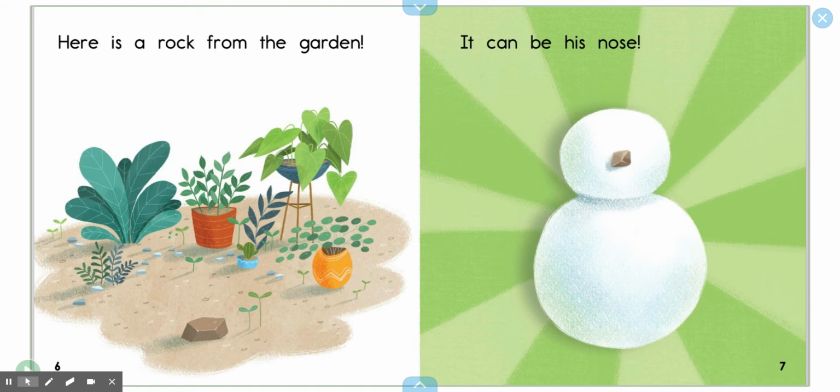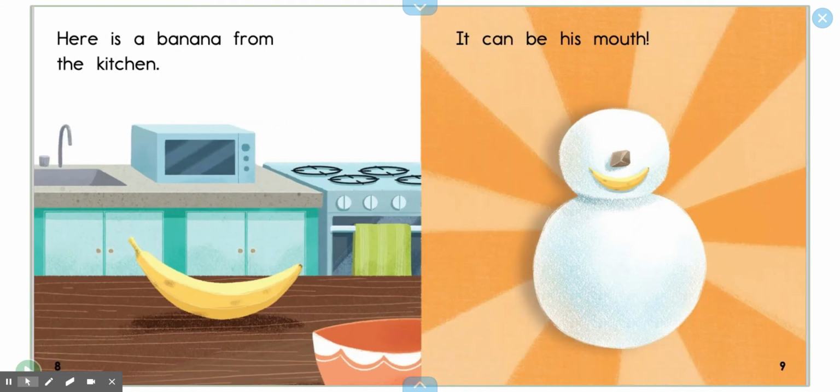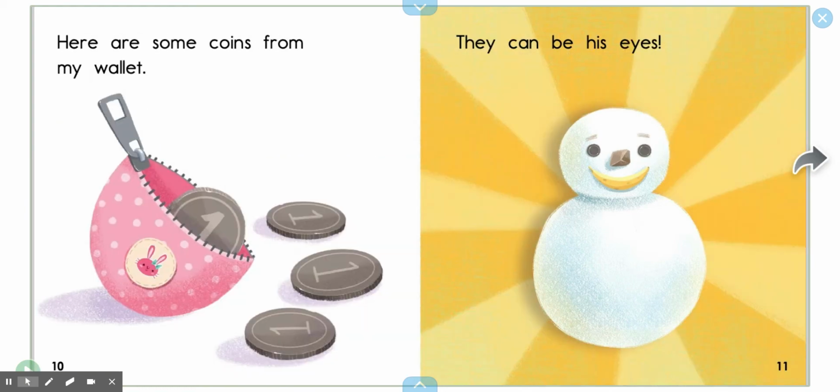Here is a rock from the garden. It can be his nose. Here is a banana from the kitchen. It can be his mouth. Here are some coins from my wallet. They can be his eyes.